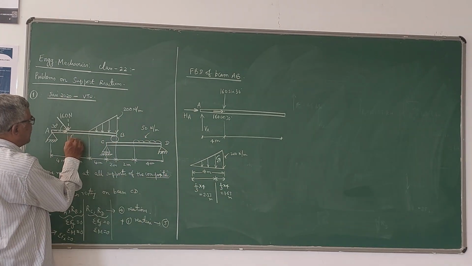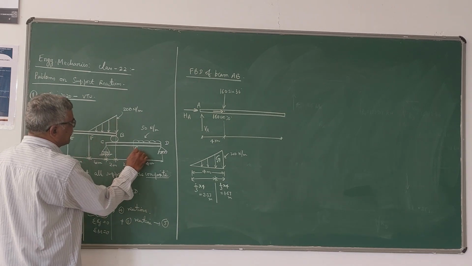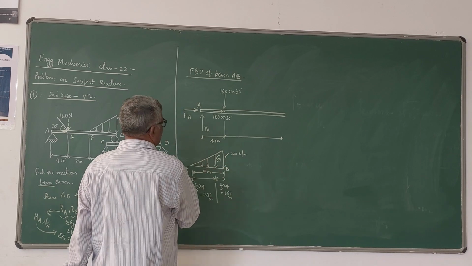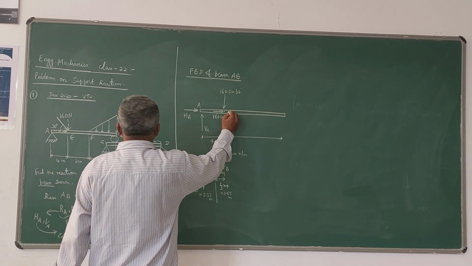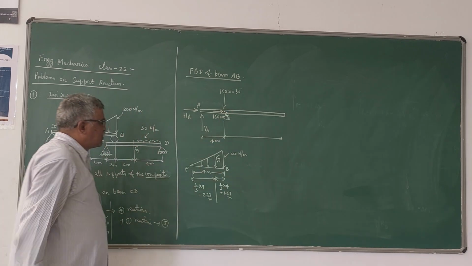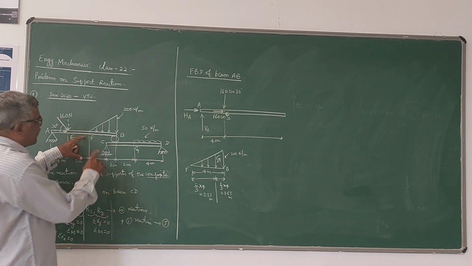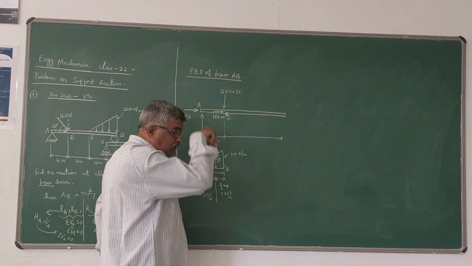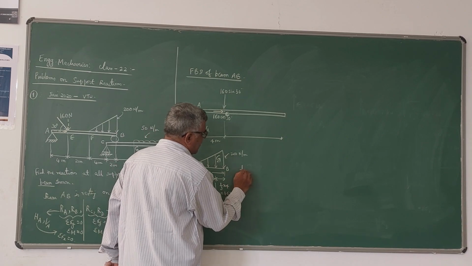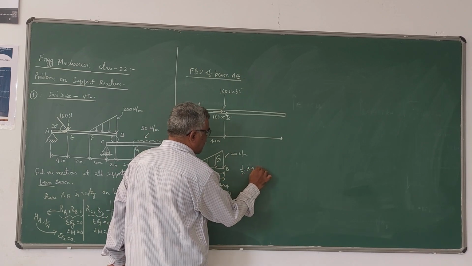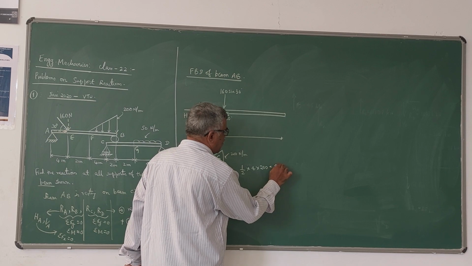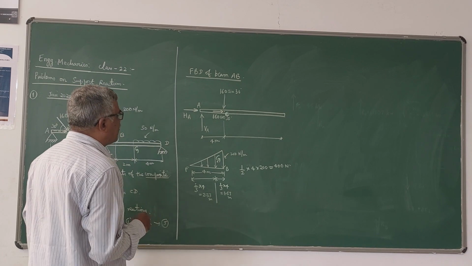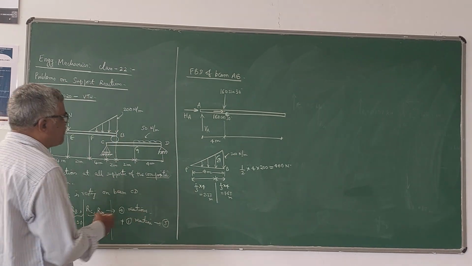If I take this as E, F, G, something like this. So this is F, this is B, and this point is E. So it will be at a distance of 2.33 meters from this point F, and the equivalent concentrated load is the area of the triangle. Area of the triangle is half into 4 into 200, which comes out to be 400 Newton. So 400 Newton is the equivalent concentrated load, which will be acting at this point G.